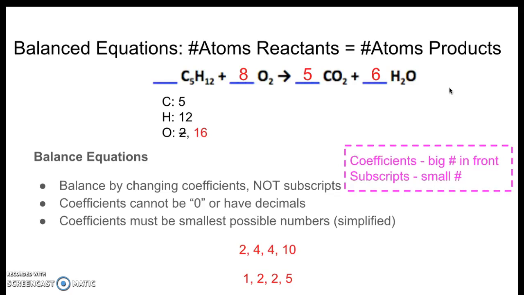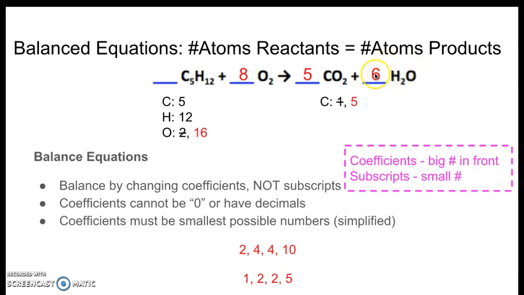Let's check out how much we have on the product side. So we're going to begin with the carbon again. In this case, the carbon is only found in the first molecule, CO2. And since we have 5 CO2 molecules, we're going to have to multiply this 5 with the 1 carbon here, giving you a total of 5. So now we have 5 carbons. We're going to try the same thing for hydrogen. Hydrogen is only found in water. Each water molecule has 2 hydrogen atoms.